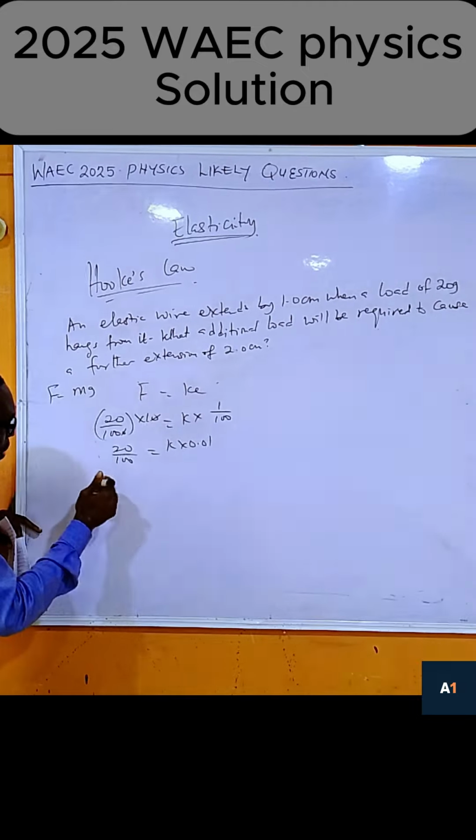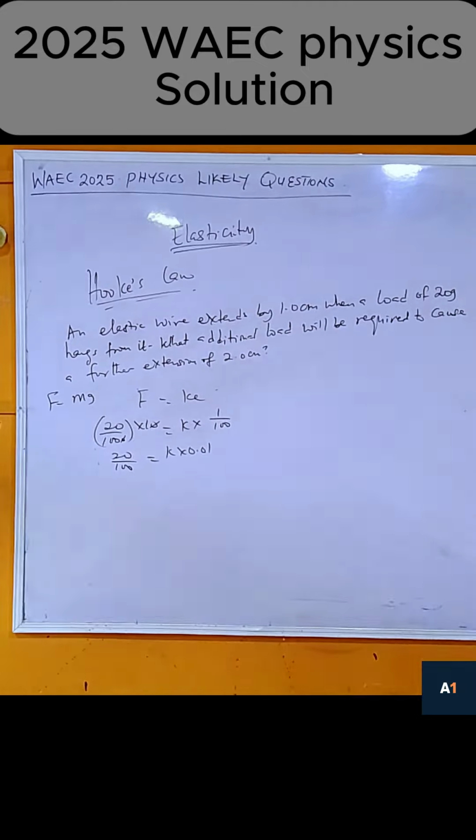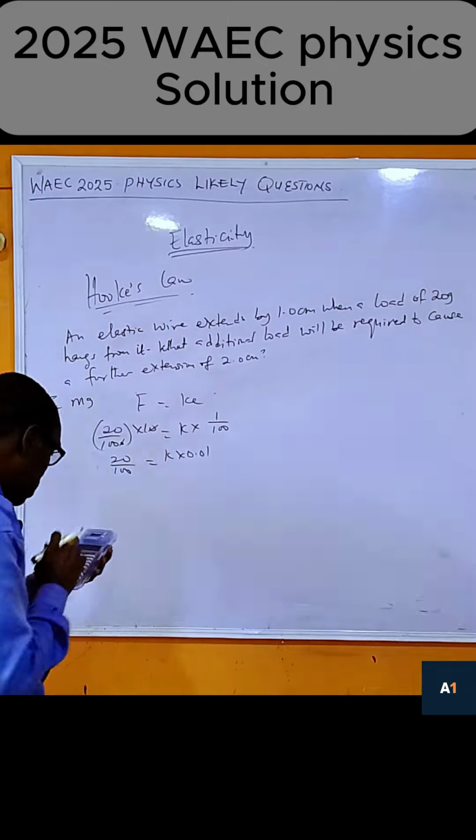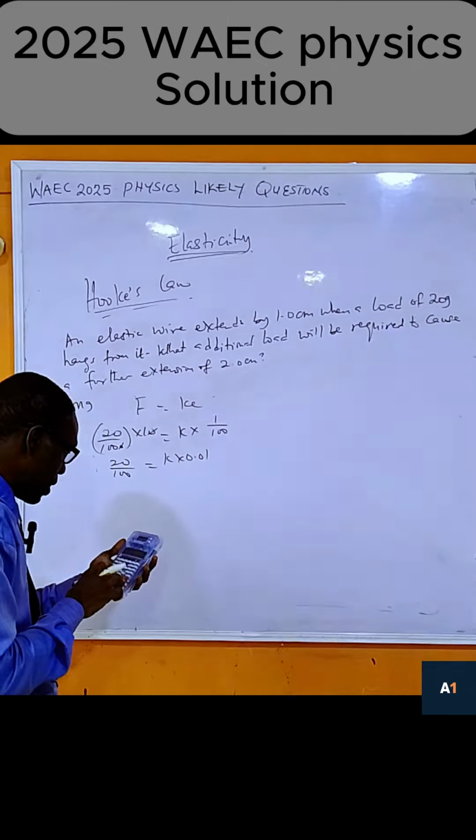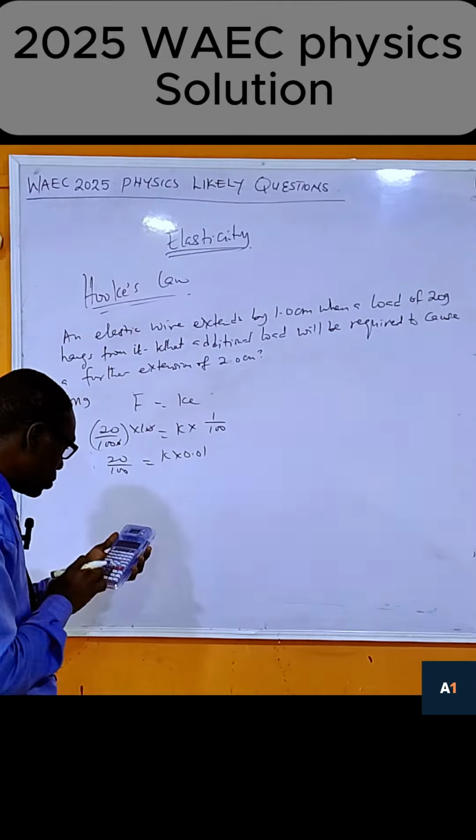Now, this one divided by this, let me use the calculator. I don't want to make any foolish error. I know it, but let me just use the calculator directly.